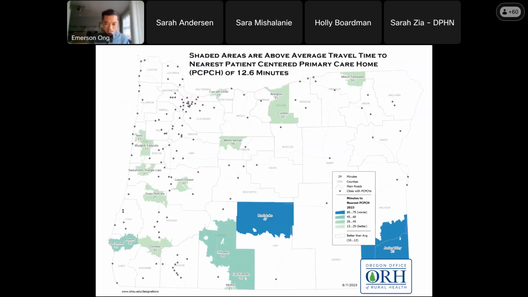So this is the first map, and this is what the result of that variable looks like. The dots are towns and cities where PCPCHs are. And for the state as a whole, the average travel time to the nearest PCPCH is 12.6 minutes. On this map and all subsequent maps, any area that is shaded is worse than the state as a whole. So the shaded areas here are going to have a longer drive time than 12.6 minutes. North Lake, for example, is 67 minutes, and Jordan Valley is 75 minutes.